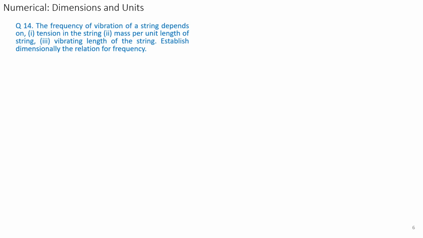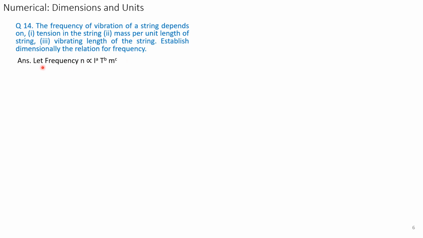Question number 14. The frequency of vibration of a string depends on three factors. One is tension in the string, two is mass per unit length of the string, and three is vibrating length of the string. So tension, mass and length of the string. Establish dimensionally the relation for frequency. So let us answer it.